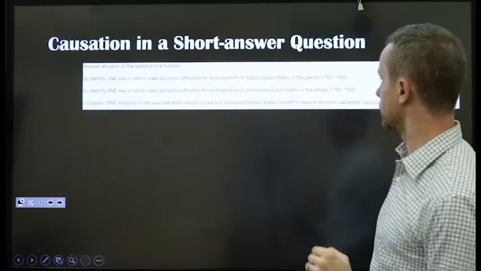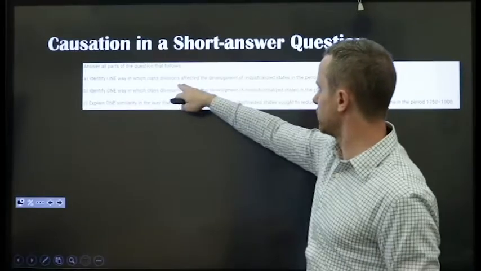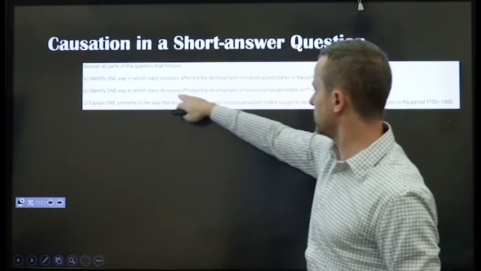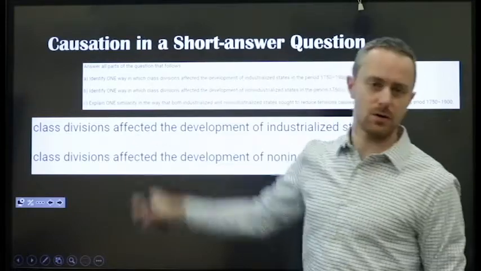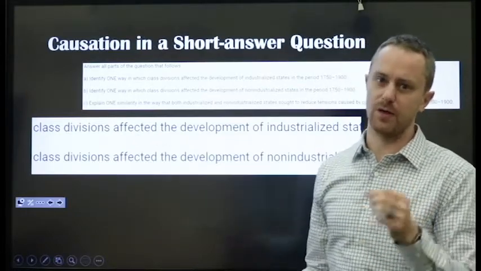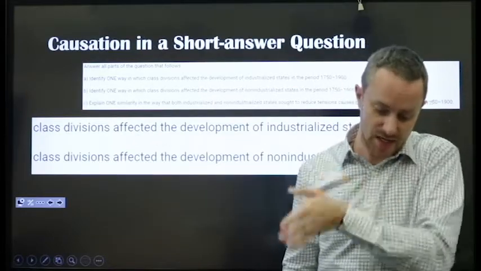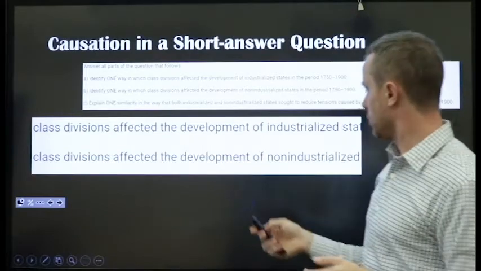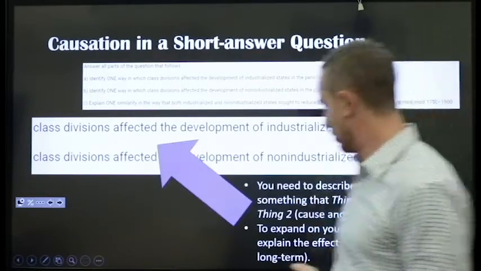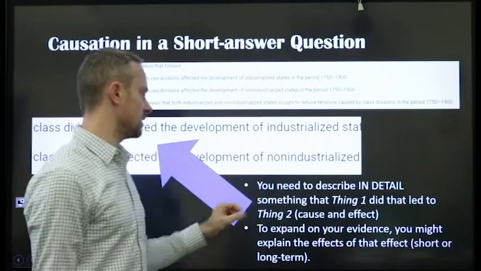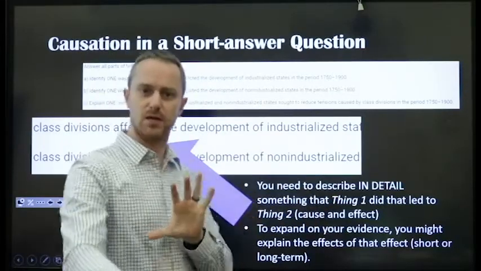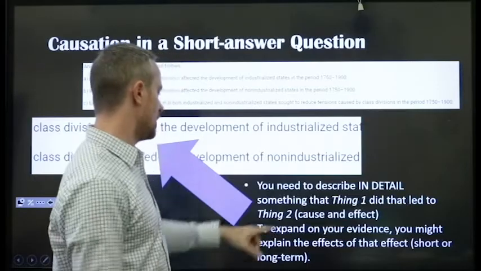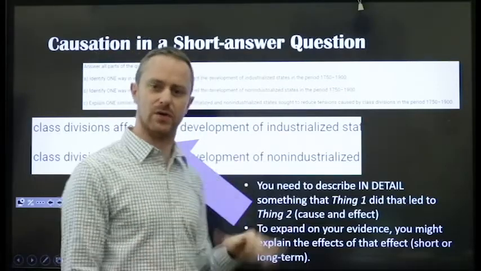Next, let's look at a short answer. This one says, identify one way in which class divisions affected. One way in which class divisions affected. Okay? That's the verb form, right, of the noun, effect, cause and effect. You got to be able to see those words. You need to describe in detail something that thing one did that led to thing two. Again, this is not a Dr. Seuss reference, so calm down, people. Cause and effect is what we're being asked of in these prompts.